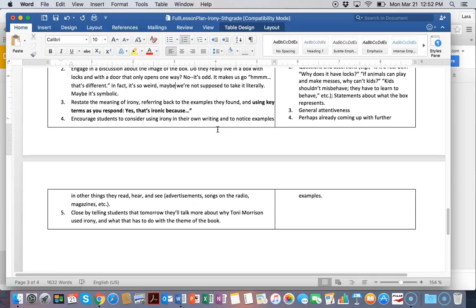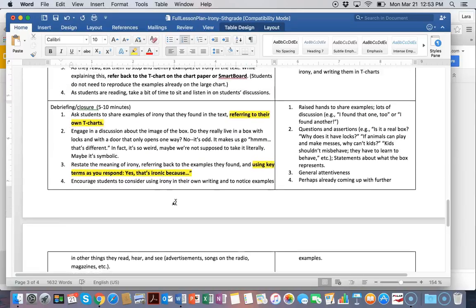At the end of the lesson, we restated the meaning of irony and referred back to the examples that they found right there. And we used key terms again. Yeah, that's ironic because. Okay. And then we close the lesson by encouraging students to consider irony in their own writing and to notice examples.